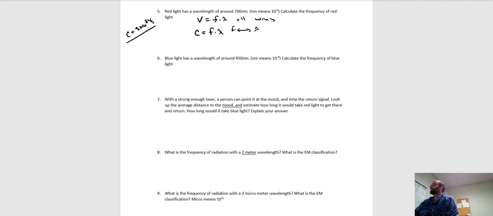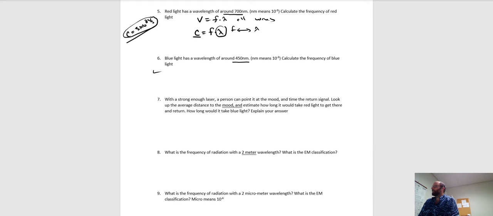So the wavelength is the 700 nanometers, that's this. And c is 3 times 10 to the 8th meter per second. That's how you calculate the frequency. Okay, let's chat about number 6. Virtually the same problem. Done pretty much exactly the same way, it's just a different wavelength.